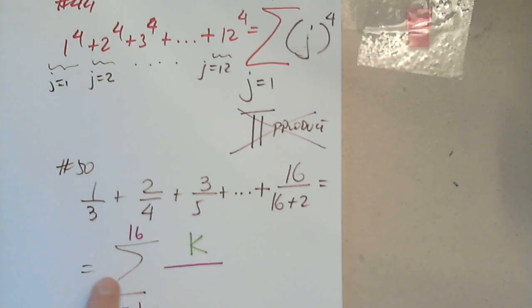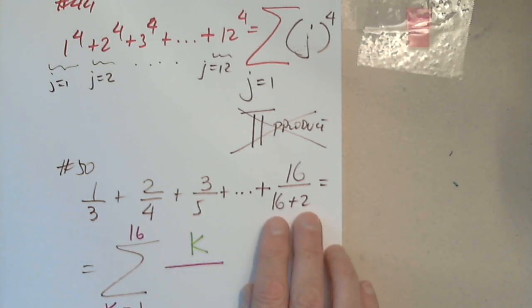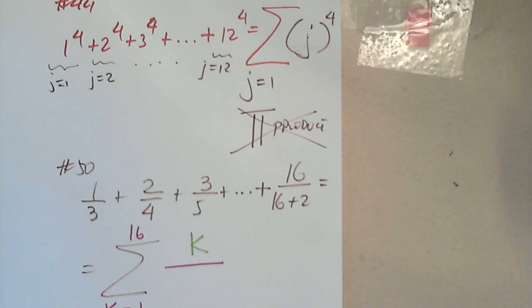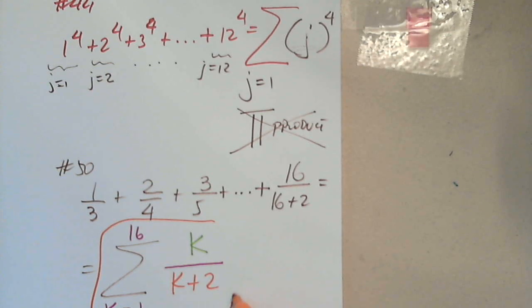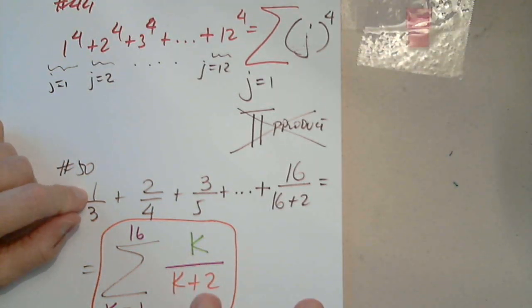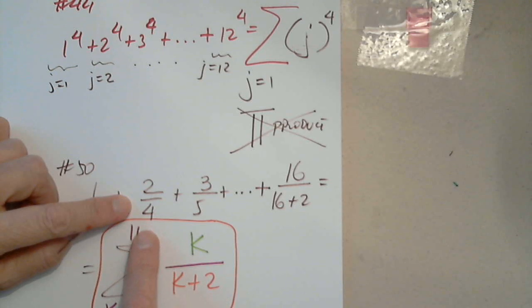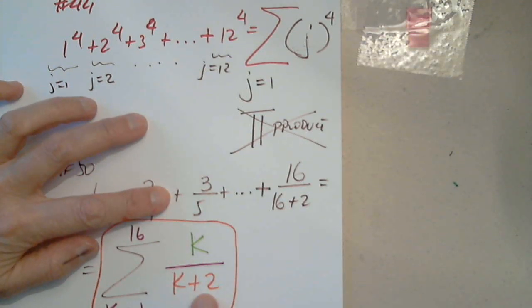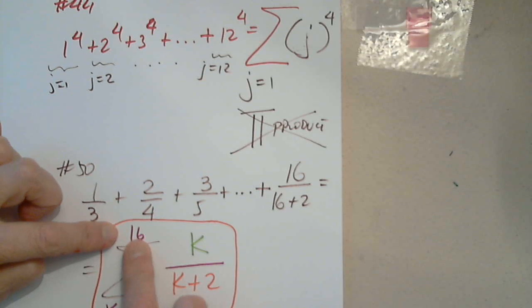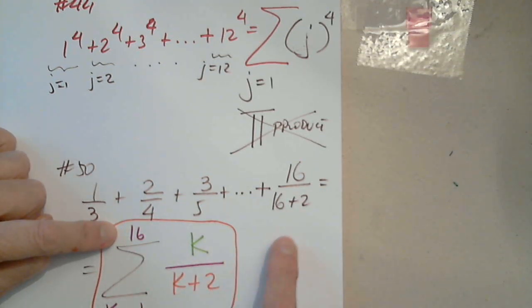So when K is 1, I get 3. When K is 2, I get 4. When K is 3, I get 5. And then at the end, I get 16 plus 2. So it'd be like K plus 2. K plus 2. Let's go back and check one more time, make sure. When K is 1, yes, the denominator is 3, the numerator is 1. When K is 2, yes, the denominator is 4, the numerator is 2. When K is 3, yes, the denominator is 5, the numerator is 3. Finally, I get to 16 and 16 plus 2, correct.